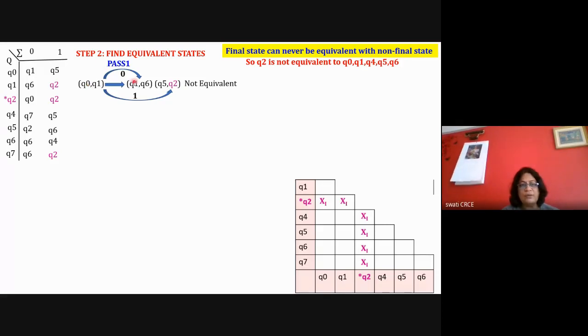Q0 with 0 is Q1 and Q1 with 0 is Q6. Q0 with 1 is Q5 and Q1 with 1 is Q2. Okay, so write down this pair. Now you have to observe these pairs. So in this pair, I can see here that there is Q5 which is non-final and here Q2 is final. Okay. So it means that the behavior of Q0 and Q1 is different for the input symbol 1. Here it is going to non-final and here it is going to final. So in this pair, one is final and the other is non-final. So we can conclude that they are not equivalent.